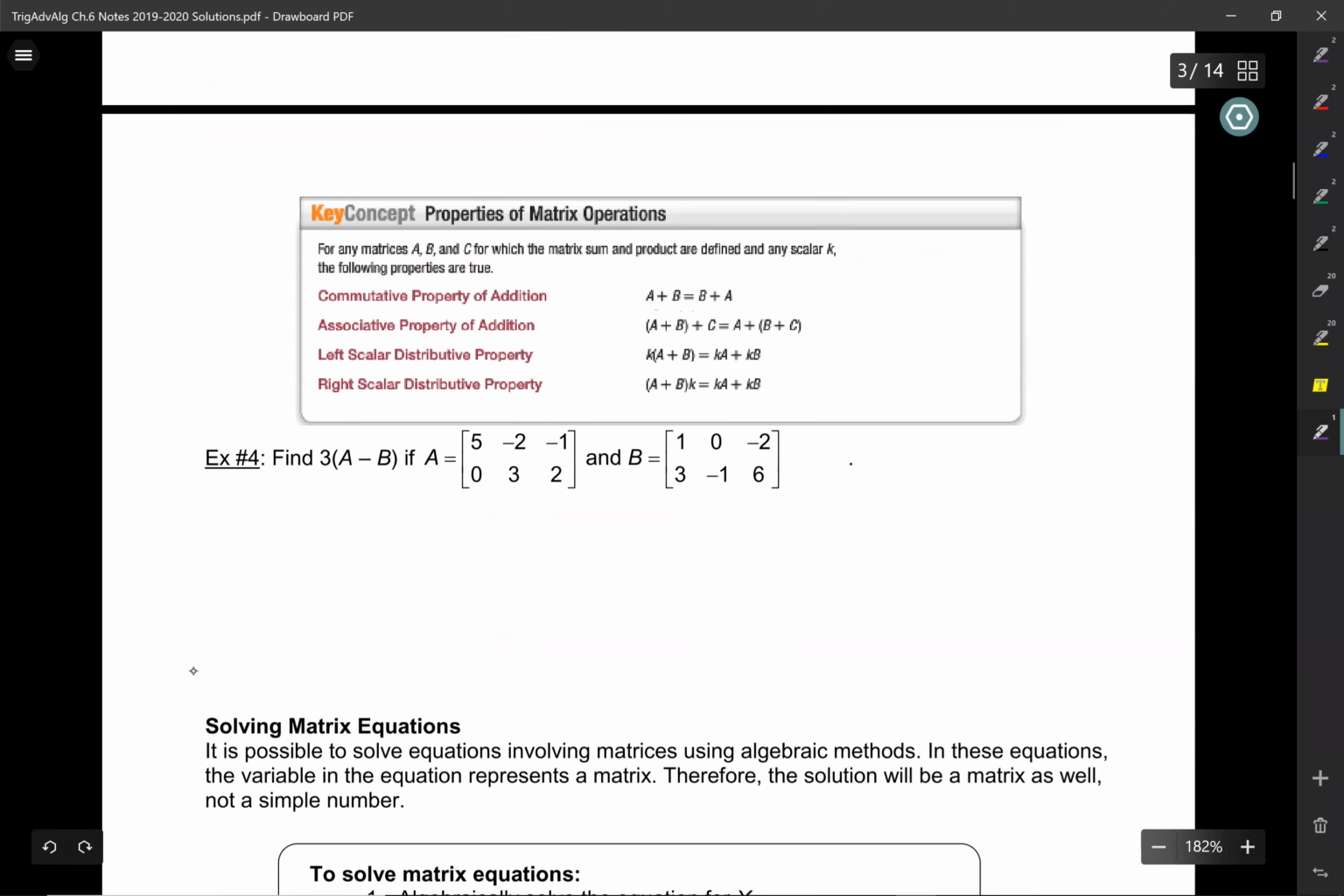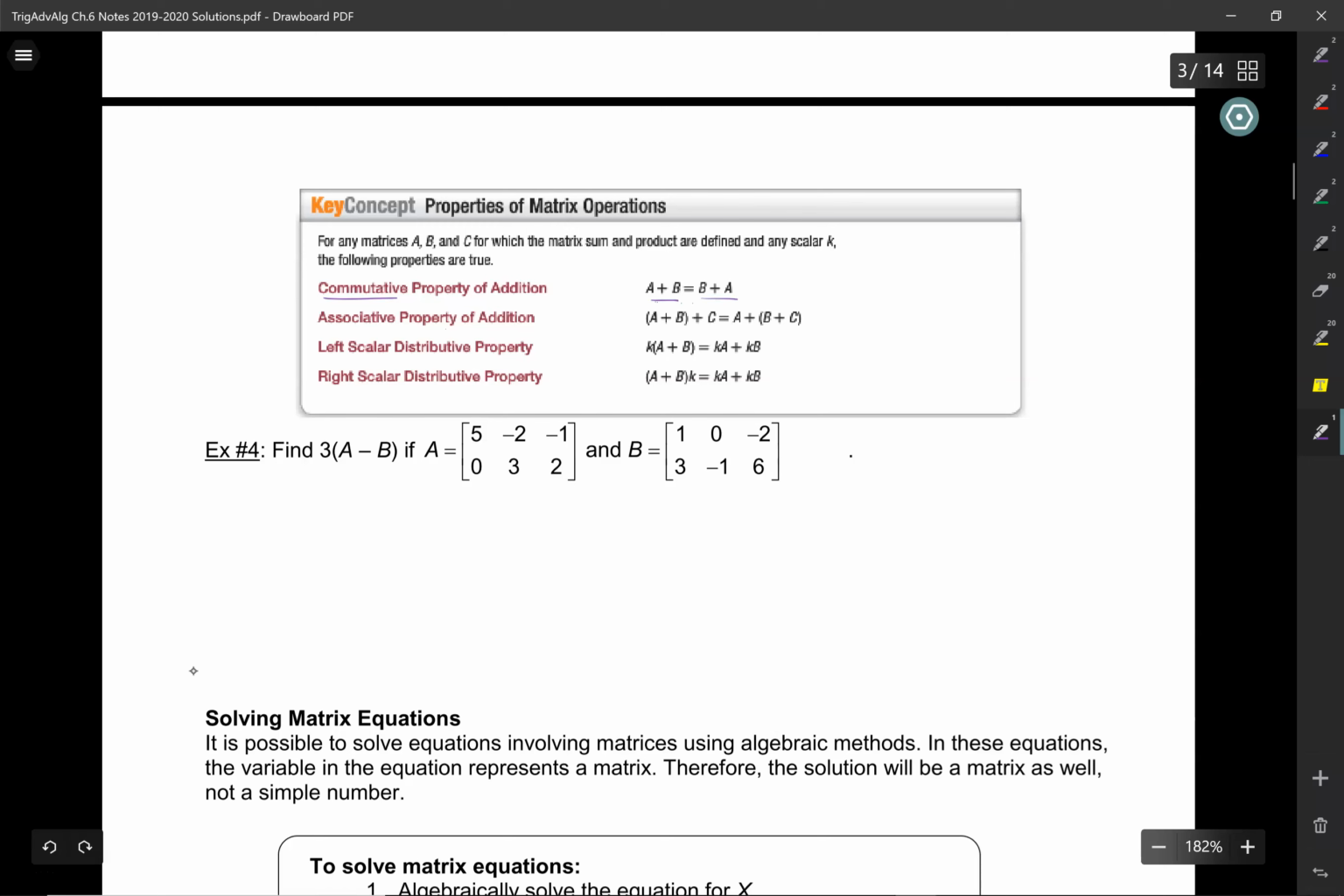Okay, properties. What rules can matrices follow? Well, matrix addition is commutative. So if you do A plus B, that's the same as B plus A. It's associative. So like if you have to add 3 matrices, you could do A plus B first, then add it to C. Or you could do B plus C first, then add it to A. So basically you could do it in any order.